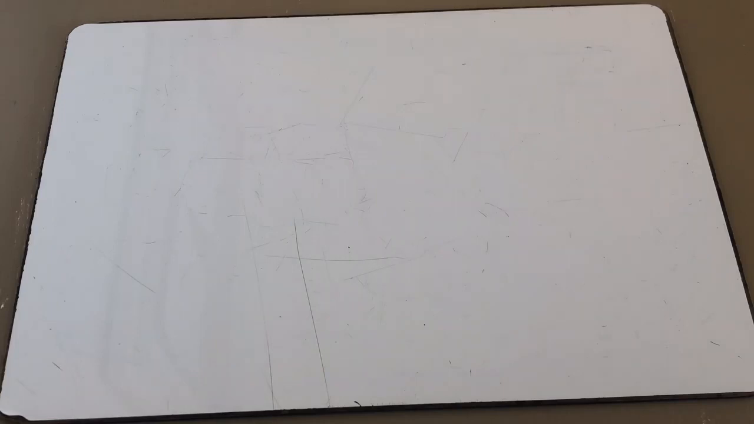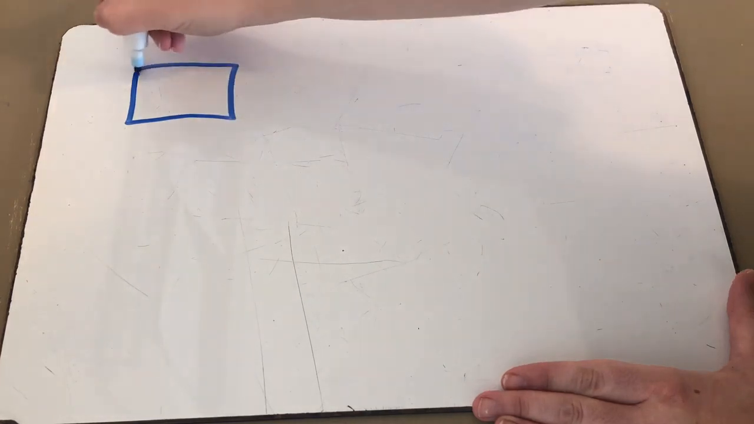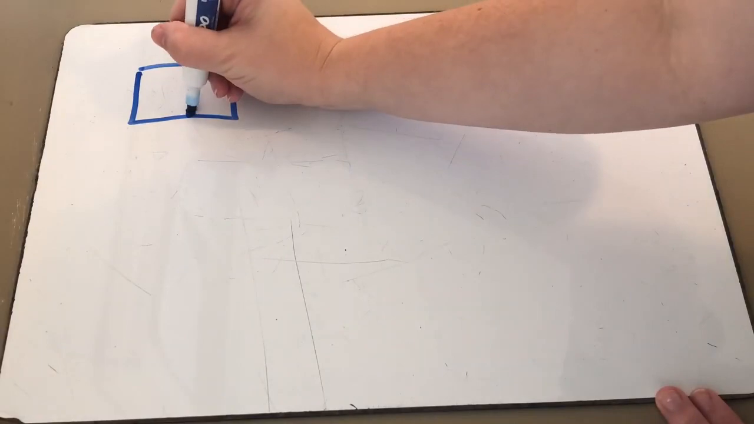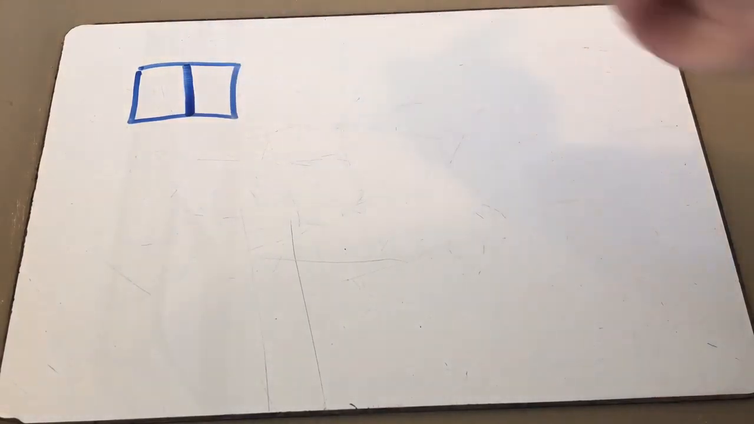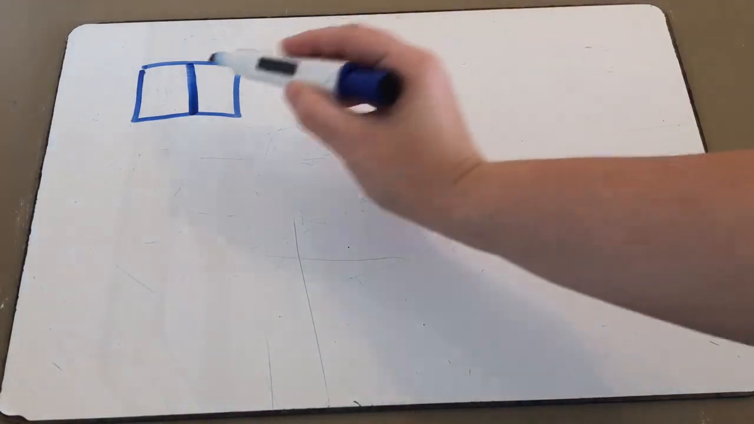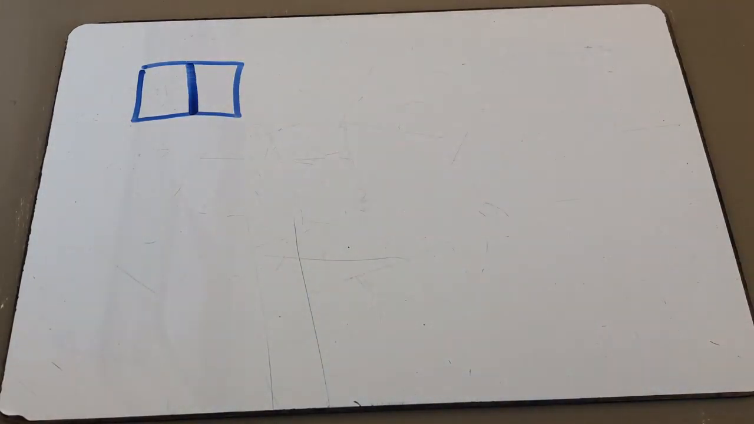On today's episode of Learning with the Lions, we will be identifying halves and fourths. Let's look at this rectangle. I am going to divide it into half. When I divide something in half, that means I am dividing it into two equal pieces. Both of these pieces are the same size.